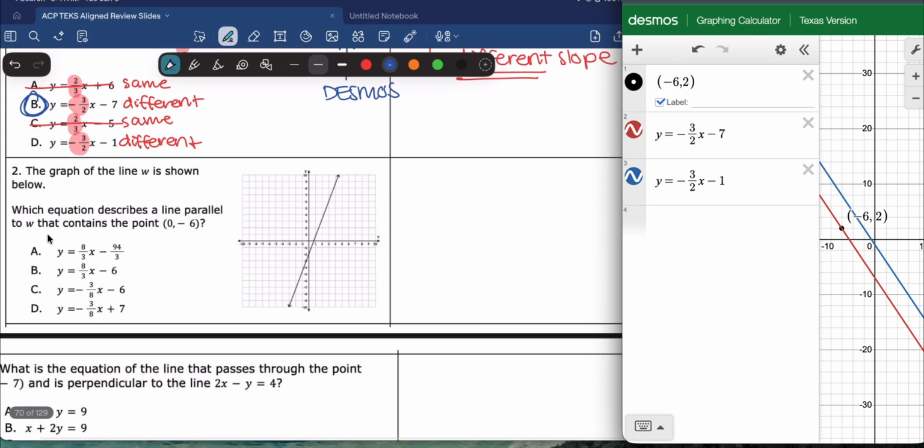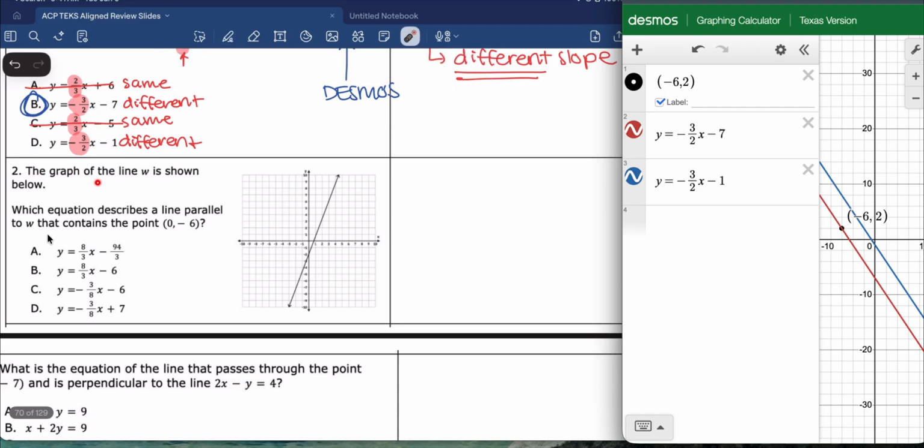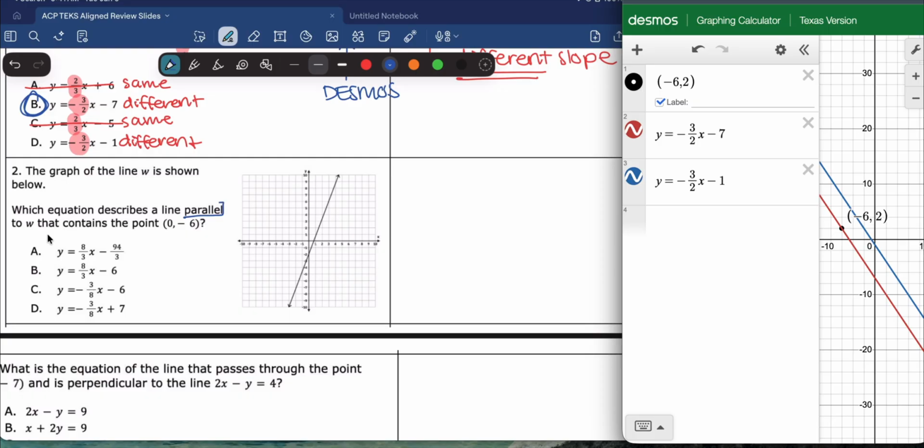So next one. The graph of a line W is shown below. Which equation describes a line parallel to W that contains the point 0, -6? So my important word is parallel. When I see the word parallel, I'm going to write it right here, parallel. And I need to know that parallel means same slope. Same slope.